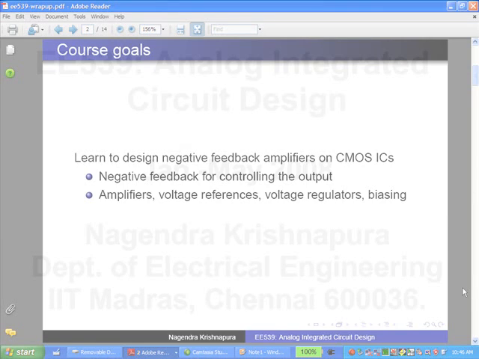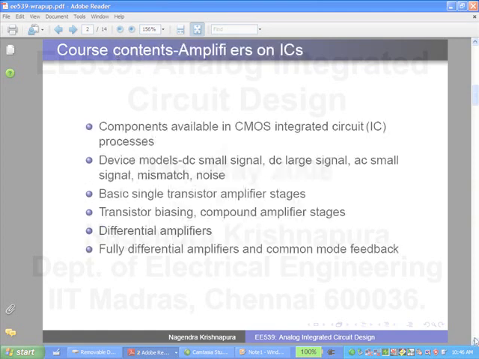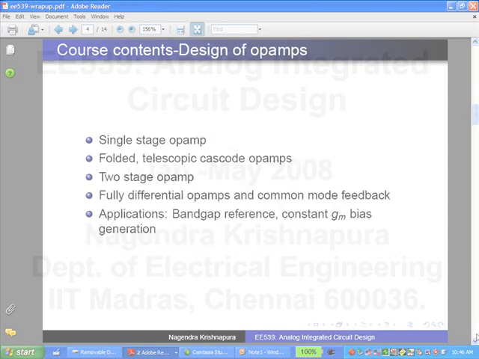The idea was to learn something about negative feedback and also realize those circuits at the transistor level. And this is what we went through. I think we finished most of the things that I intended to finish, except the last part about applications.